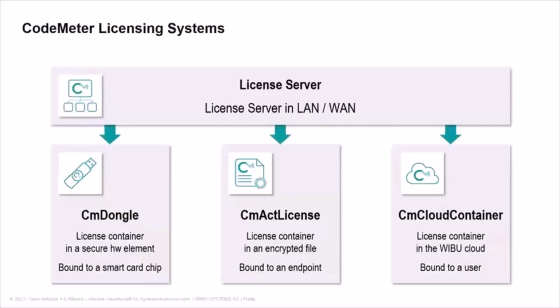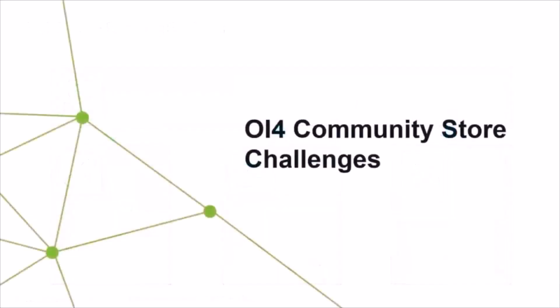Last but not least, there's also the option to have a floating network license server with this use case of the 7 concurrent licenses in the network, which can use a secure anchor with the dongle or the ACT license or with a cloud container.